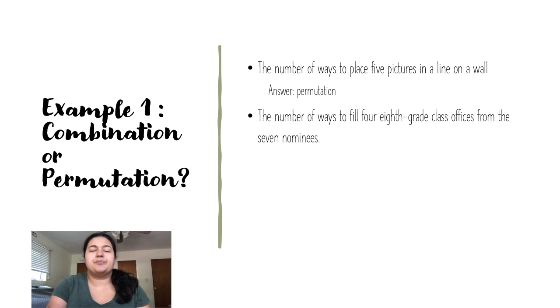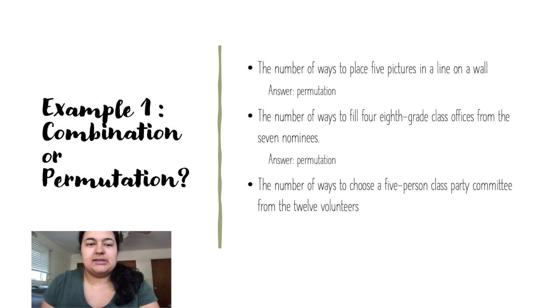Let's look at this one. The number of ways to fill 4 8th grade class offices from 7 nominees. Let's see, what do you think? Do you think order is important? Yeah, I think order is important too. There we go, that's a permutation.